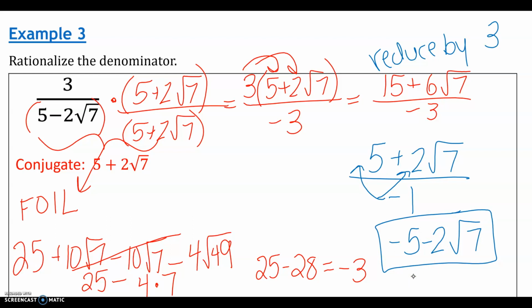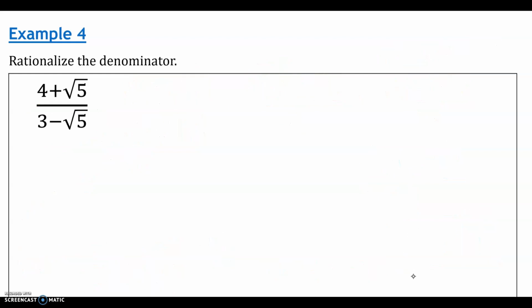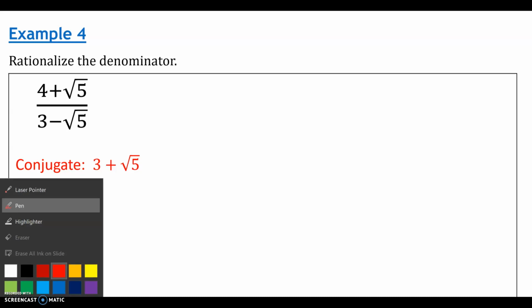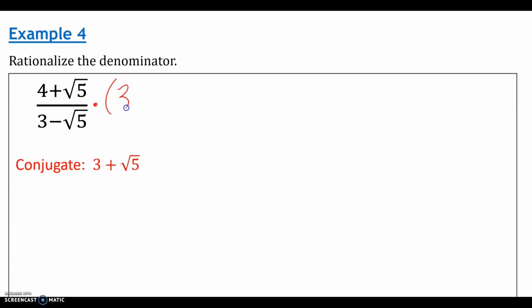Okay, all right, now we have the most difficult one of the day. There we go. So if you notice the fact that you have another binomial in the numerator, so this will get ugly. So let's start with the conjugate. Conjugate is 3 plus radical 5. And everything is going to need parentheses.